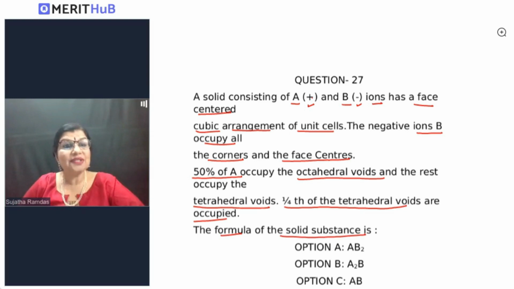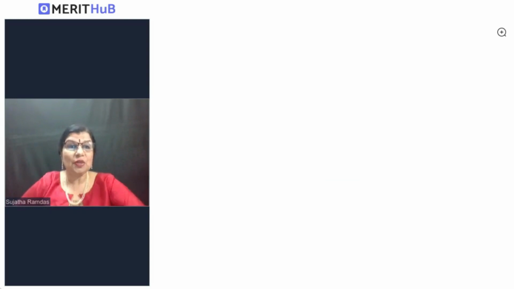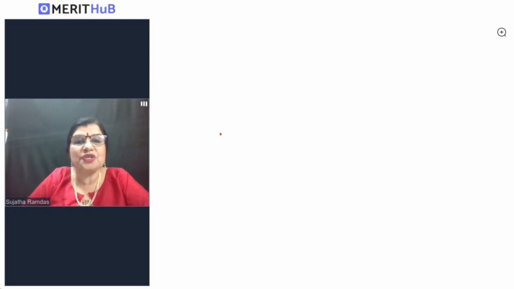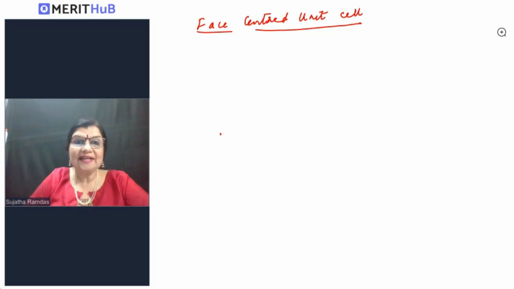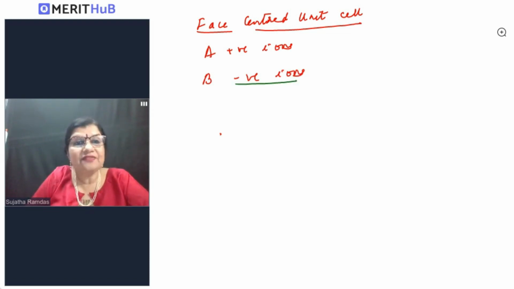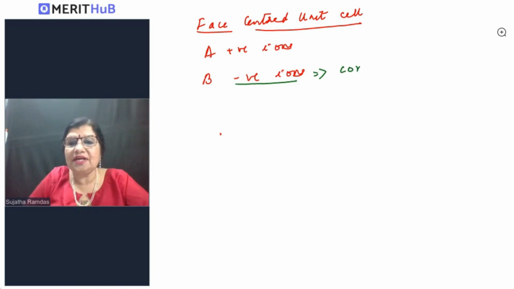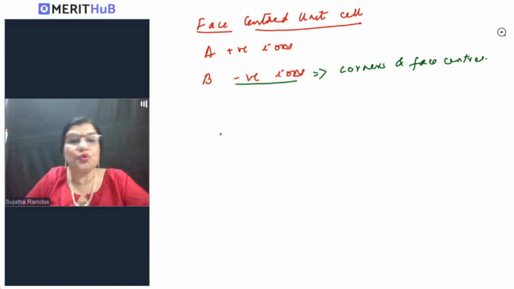All right. So let's get into the details of this particular question. Let's understand this question first. Here we have a face-centered unit cell. That is the first thing to be kept in mind. Now there are A positive ions and B negative ions, right? You've also been told that the B negative ions occupy the corners and the face centers of the unit cells.